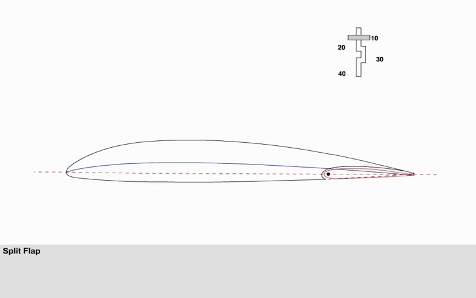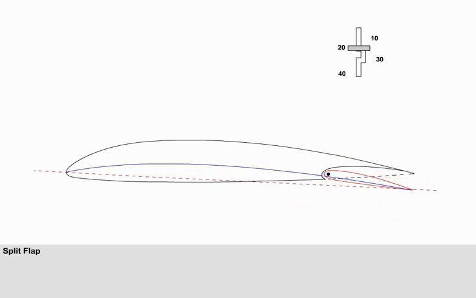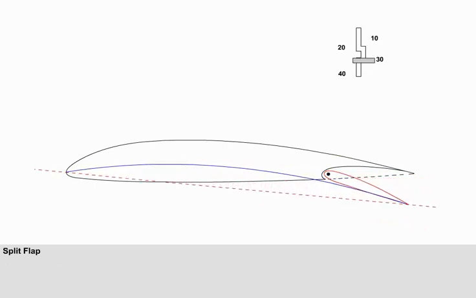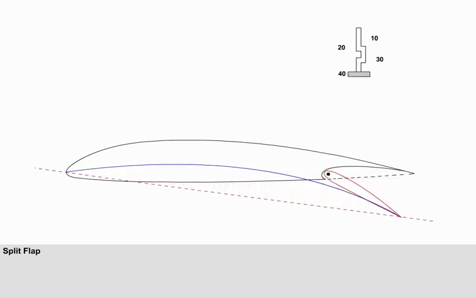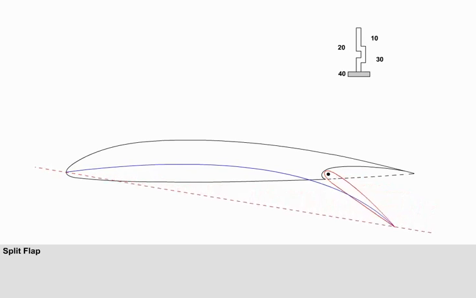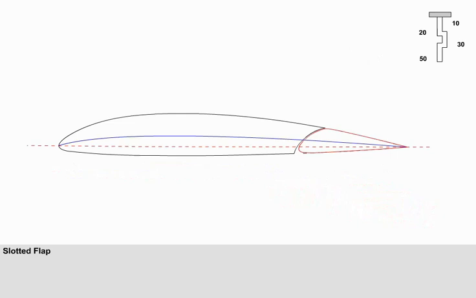The next type of trailing edge flap we'll consider is the split flap. The difference from the plane flap is that the split flap only moves the lower surface of the trailing edge. The next type of trailing edge flap we'll consider is the slotted flap.